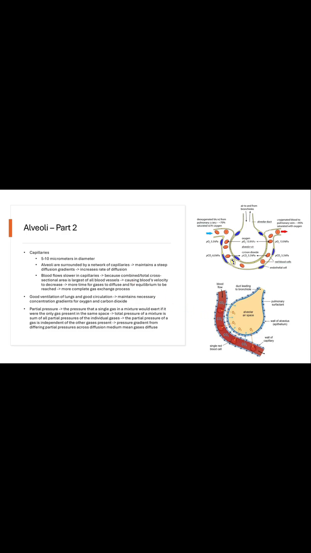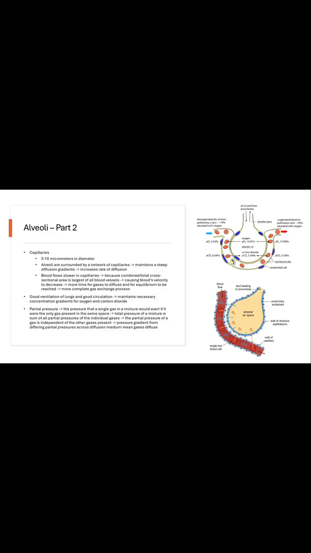If you imagine a train coming and you only have 3 seconds to get on before it closes its doors and makes its way, even more people will not be able to get on that train, and it will not be as efficient as leaving the doors open for 15 seconds to allow it to fully pack before it can leave. And it's just the same concept here. So the reason the blood slows down is because the combined or total cross-sectional area of the capillaries is largest than all of the blood vessels.